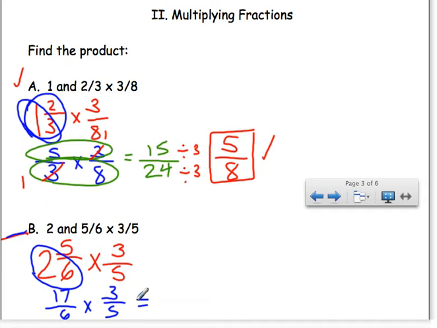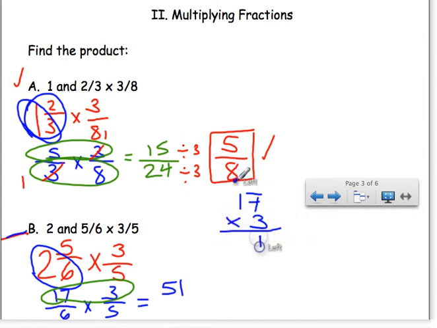If you multiply 17 times 3, we're multiplying straight across. 17 times 3 is, I think, 51. My brain's not that big, so I'm going to just double check here. 3 times 7 is 21. 3 times 1 is 3, plus 2 is 5. Yep, 51. Over 6 times 5, that equals 30.